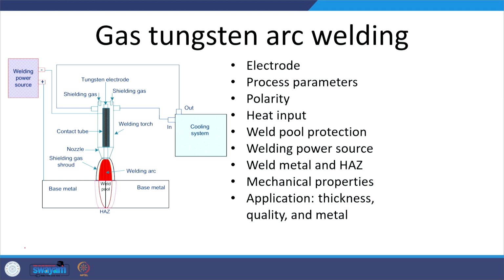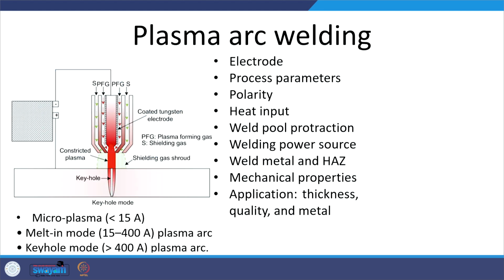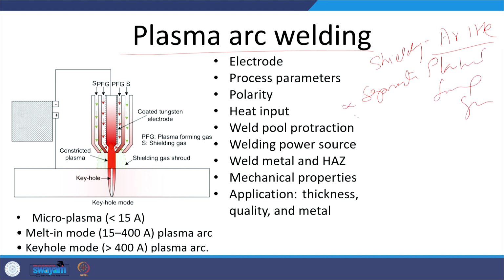Okay. So, now we will be talking about plasma arc welding. In case of plasma arc welding, as I have already said, it has a lot of similarities, but a few dissimilarities also. Like in TIG, we use only shielding gas like argon or helium, but in plasma we use a separate plasma forming gas. Okay. And as I have said earlier, there is no constriction in TIG welding, but there is a constriction of the plasma in case of plasma arc welding.